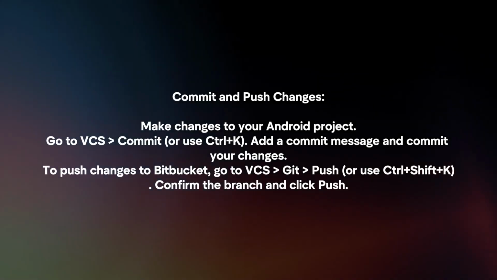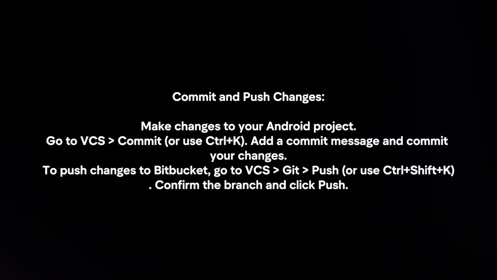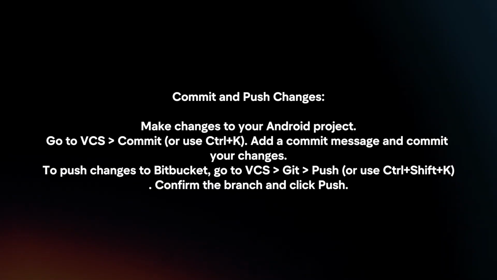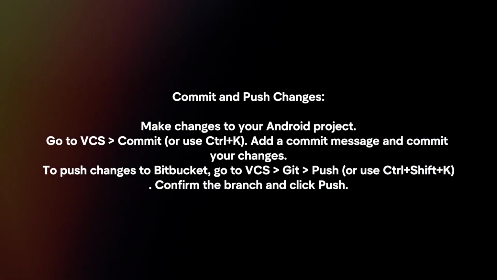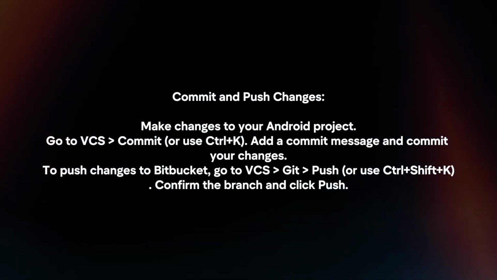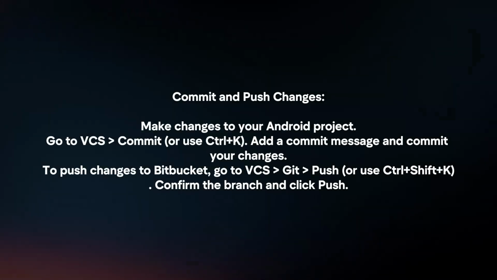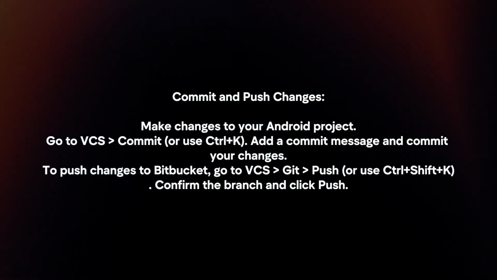Commit and push changes. Make changes to your Android project. Go to VCS, Commit. Add the commit message and commit your changes. To push changes to Bitbucket, go to VCS, Git, Push. Confirm the branch and click Push.